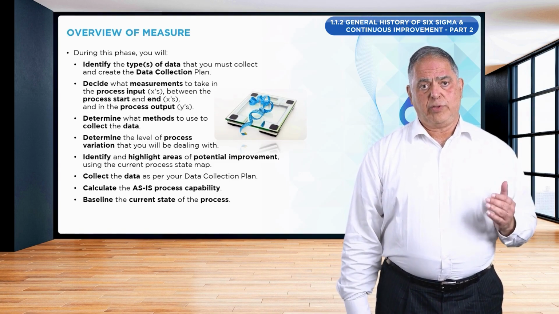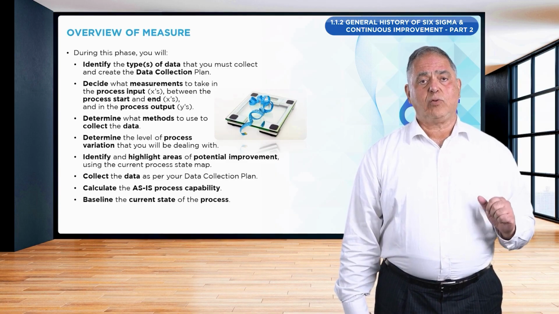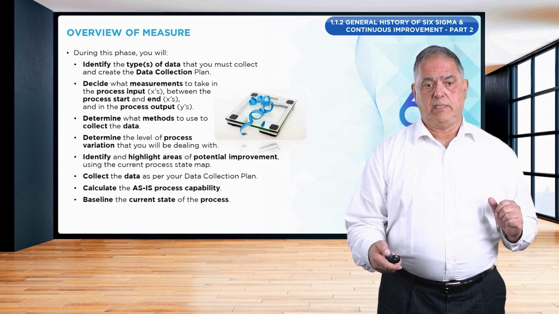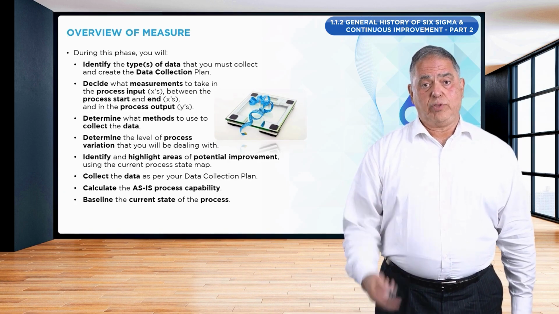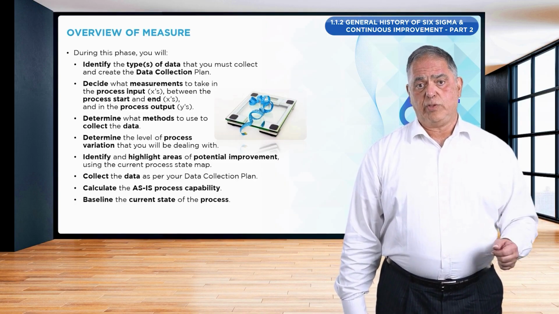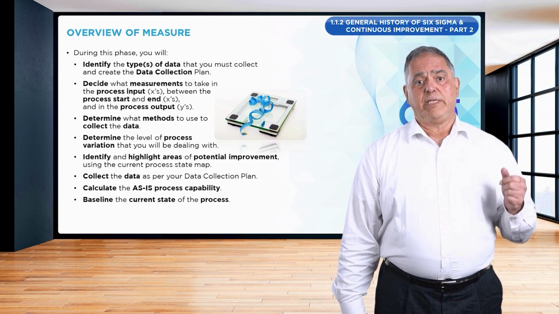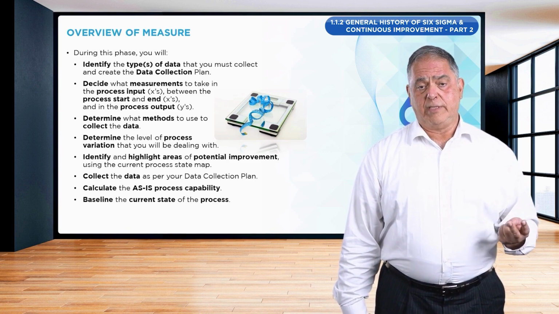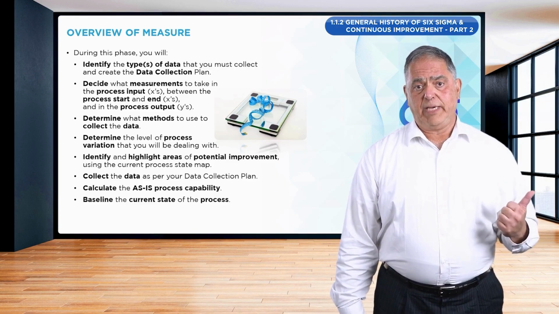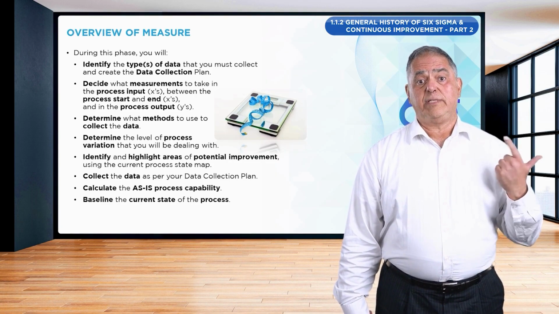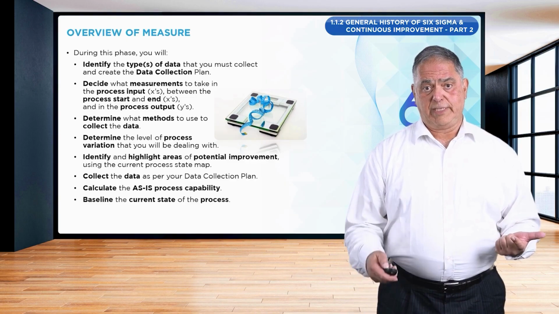Once we have completed all this, we start collecting the data according to our data collection plan. And at this point, we also calculate the process capability. This is something that we're going to address a little bit later. But each process has 2 capability metrics. One is known as CP, which is the potential process capability, and the other is the CPK, which is the actual process capability.